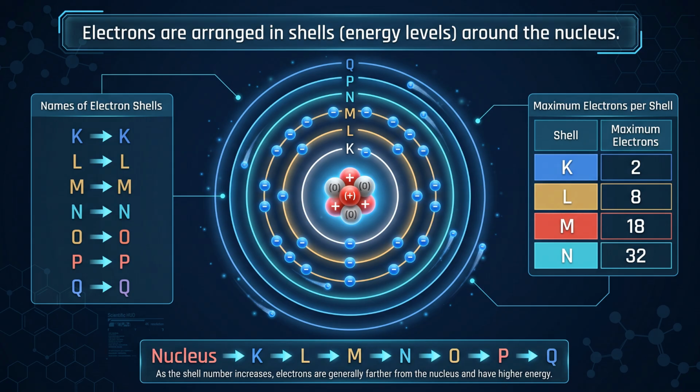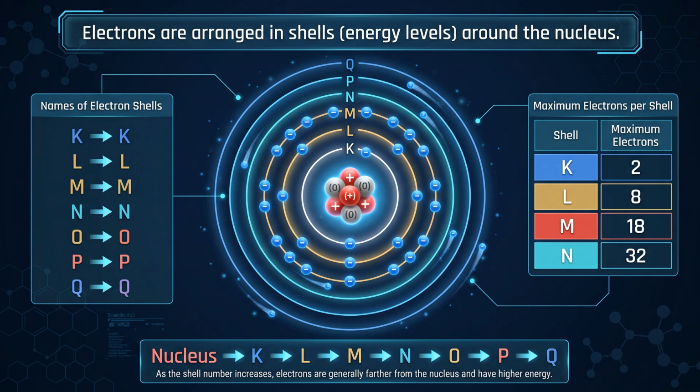To understand electron shells, imagine the nucleus at the center of the atom like the sun at the center of the solar system. Just as planets revolve around the sun at different distances, electrons occupy different energy levels around the nucleus. However, unlike planets, electrons do not travel in perfectly fixed circular paths. According to modern quantum mechanics, electrons exist in regions called orbitals, where there is a high probability of finding them. For beginners, however, the shell model provides an excellent way to understand how electrons are organized around the nucleus.